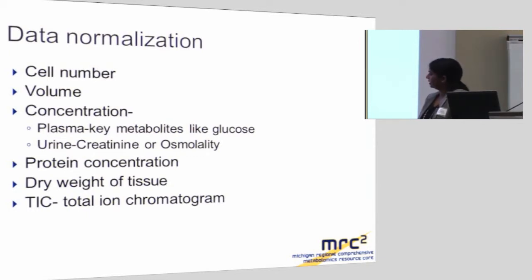With plasma, you can use key metabolites like glucose and creatinine to do the normalization. With urine, specifically, we nephrologists use creatinine and osmolality for normalization. If you have other biological fluids, protein concentration works really well, especially in tissue that you've homogenized. You can also use dry weight of the tissue, if that's available. And if you have forgotten about all these steps, you've run the analysis, don't worry, we can still normalize with the total ion chromatogram that we see in the machine.